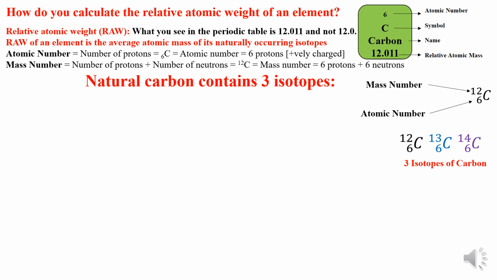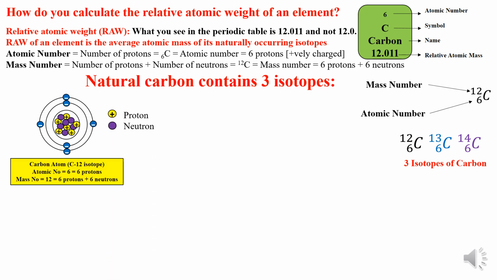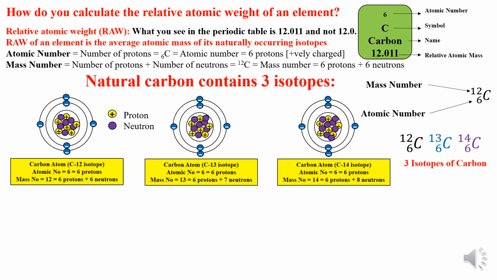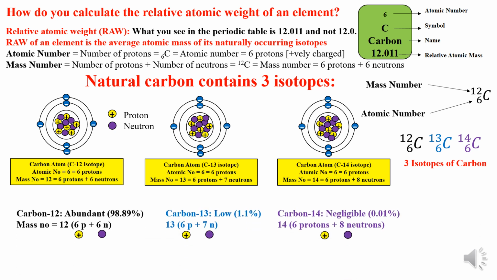So let's examine the nucleus of these three isotopes of carbon. The nucleus of C12 isotope contains 6 protons and 6 neutrons and hence the mass number is 12. The nucleus of C13 isotope contains 6 protons and 7 neutrons and hence the mass number 13. The nucleus of C14 isotope contains 6 protons and 8 neutrons and hence the mass number 14.